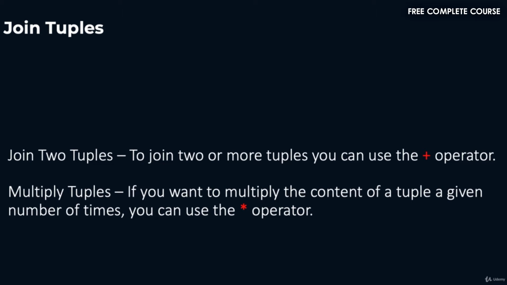All right, welcome back. So in this video, we're going to talk about how to join tuples. To join two or more tuples, you can use the plus operator. Multiply tuples: if you want to multiply the content of a tuple a given number of times, you can use the times operator. Okay, so with that, let's jump into our notebook and take a look at this.